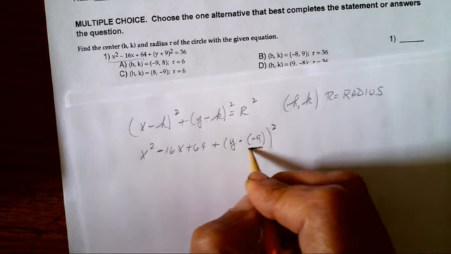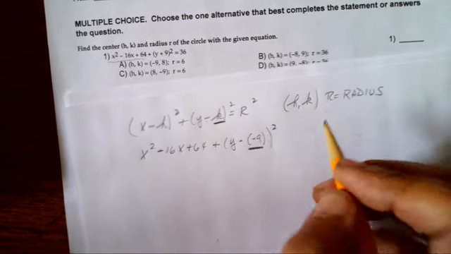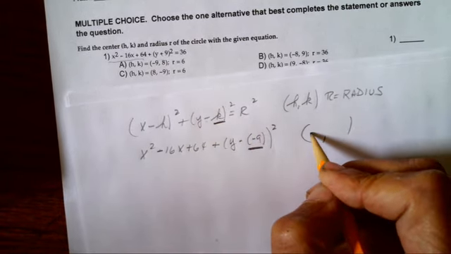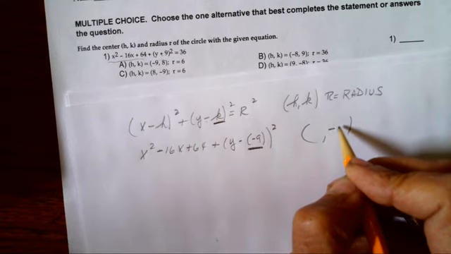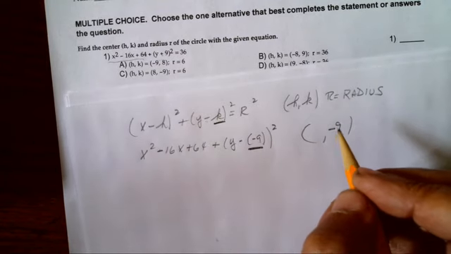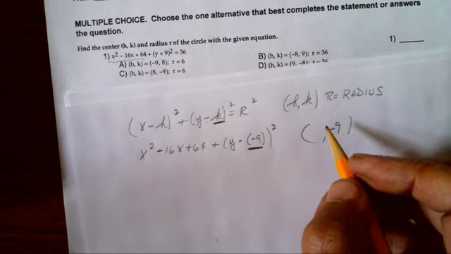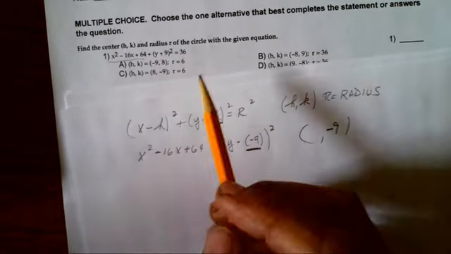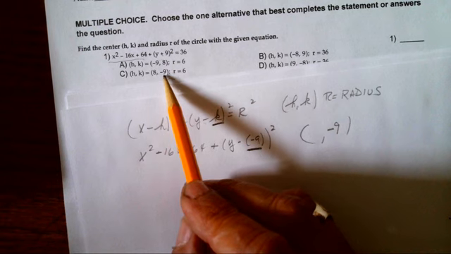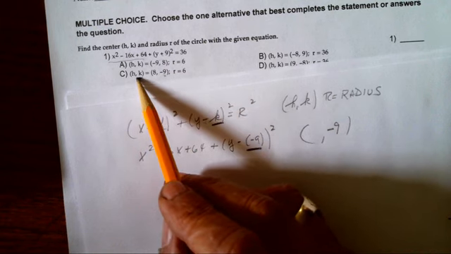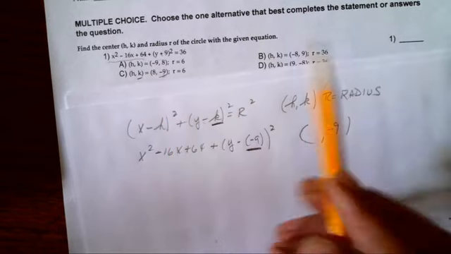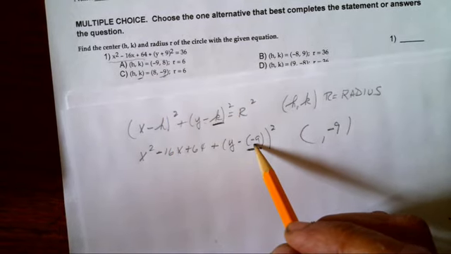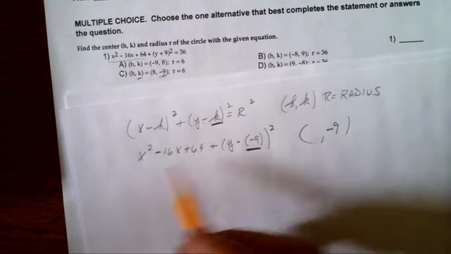So what I know is that that is my k value. So my center of my circle, I don't know what the h value is, but I know the k value is minus 9. Alright, looking at this closely, I see that letter C is the only one that has a k value of negative 9. K is like a y value. So basically already I'm done. I know it's letter C.